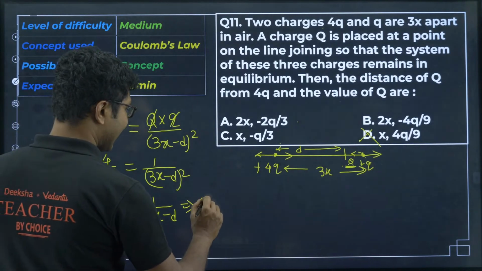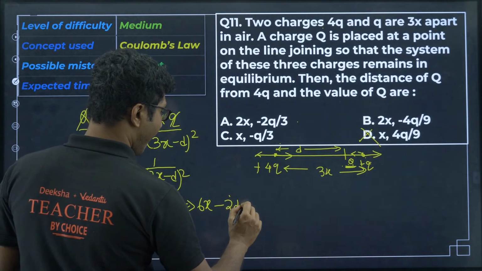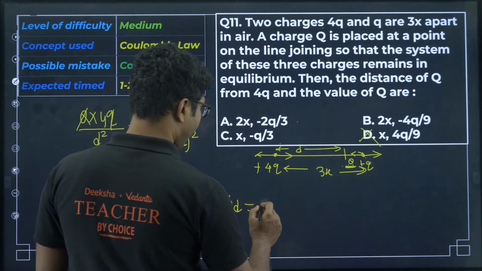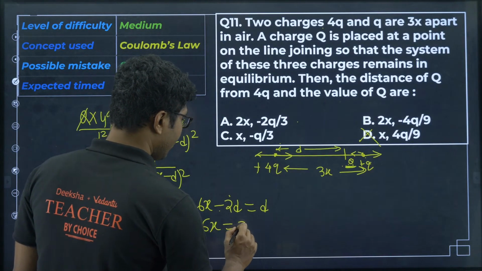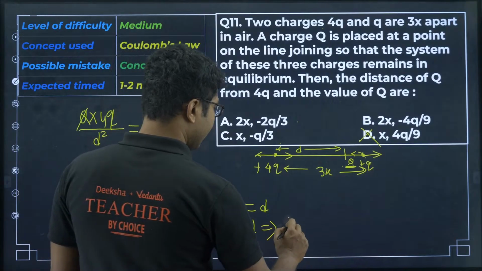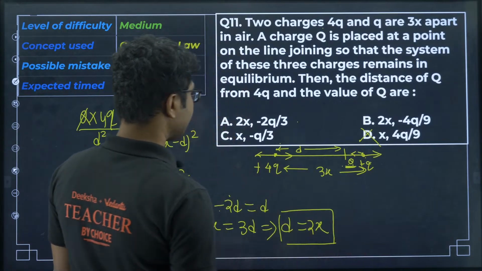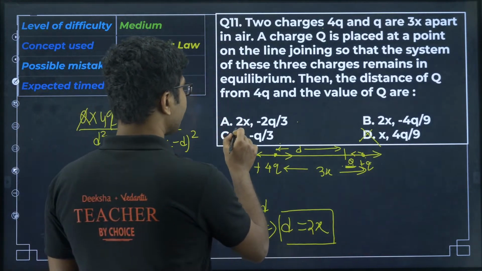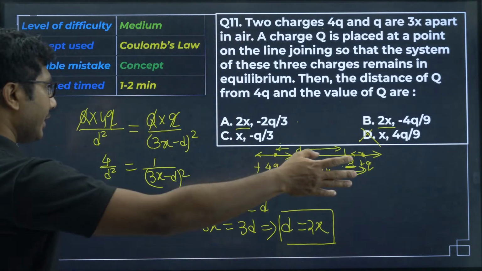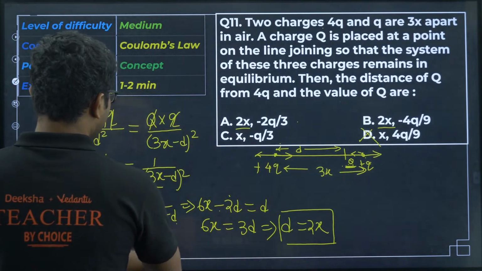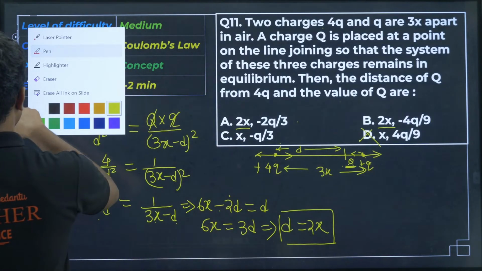So we will get 6x minus 2d equals d, right. So it will go to the other side, 6x equals 3d. That means d equals 2x. So we have calculated d equals 2x. Now this is also not done because we have 2 options with 2x, right. Either A or B will be the answer. C and D we have already eliminated because the charge has to be negative, and we have eliminated C because the distance we have calculated will be 2x.